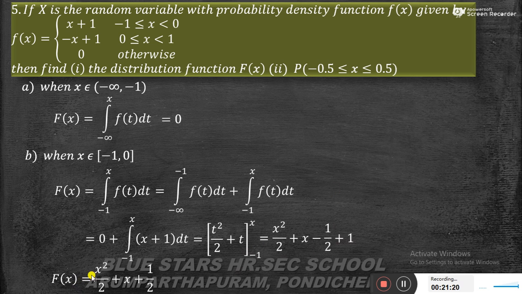Therefore F of x equals x square by 2 plus x, this minus 1 by 2 plus 1 by 2, we add it, we get the answer plus 1 by 2. This is the answer: F of x equals x square by 2 plus x plus 1 by 2, for x belonging to minus 1 comma 0.